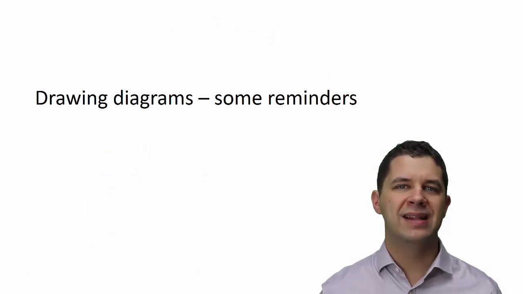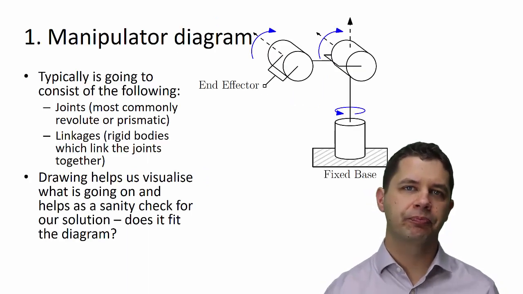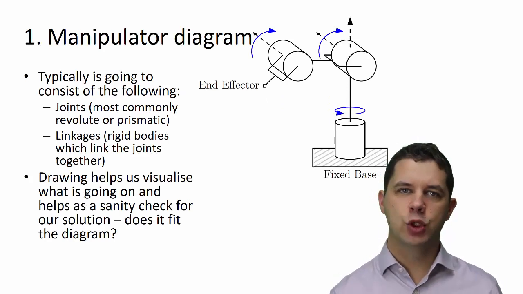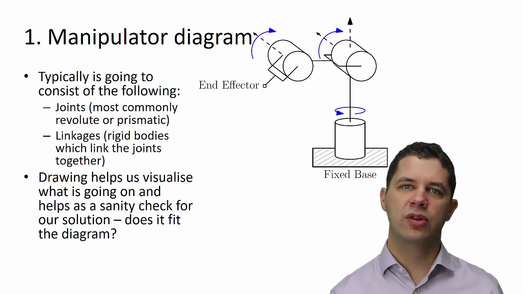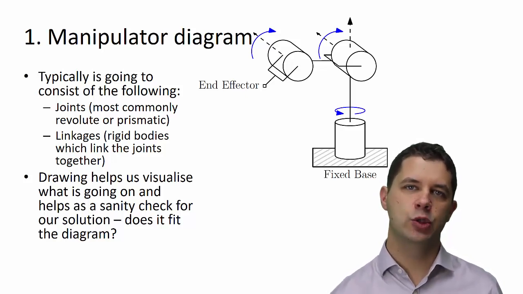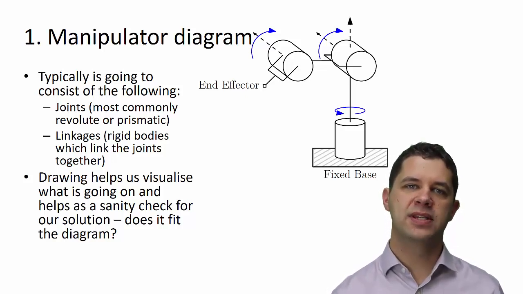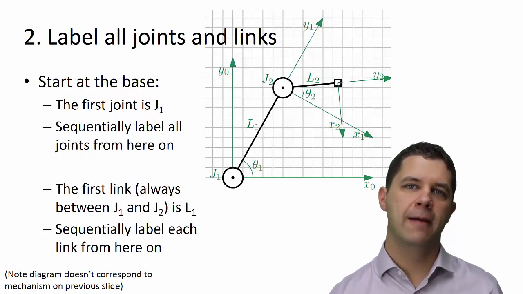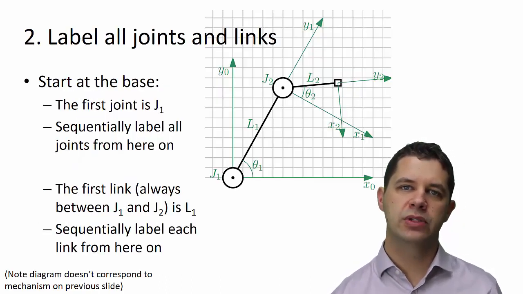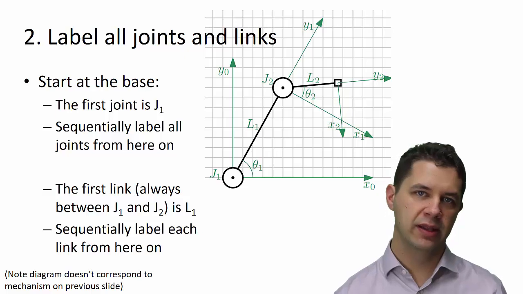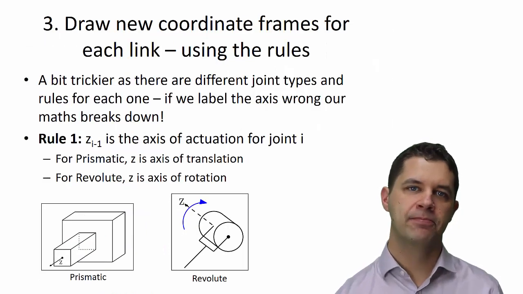A few reminders about drawing diagrams. Remember, we're drawing our manipulator diagram consisting of joints and linkages, and we draw these as revolute joints that look a bit like a cylinder, or prismatic joints that look like a box. This helps us visualize what's going on and works out whether we're actually fitting the diagram. We then want to label them all, so we label them joint 1, joint 2, joint 3, and so on, and we label them theta 1, theta 2, theta 3, and link 1, link 2, link 3 sequentially.